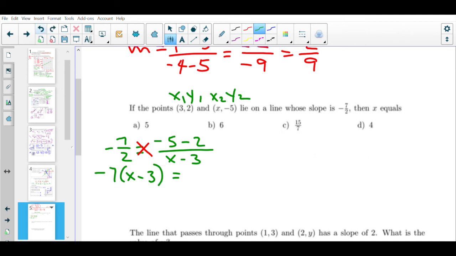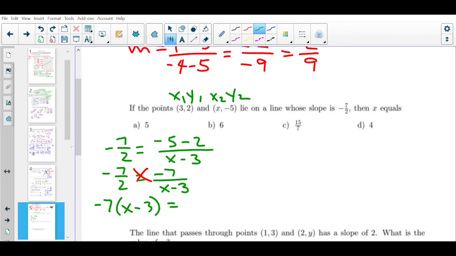So let's back up here. Let me simplify that top part first. So that's negative 7 halves equals negative 5 minus 2 is negative 7 over x minus 3. Now let's do the cross multiplying to simplify this. So that's negative 7 times x minus 3 equals negative 14. That's negative 7x plus 21 equals negative 14.